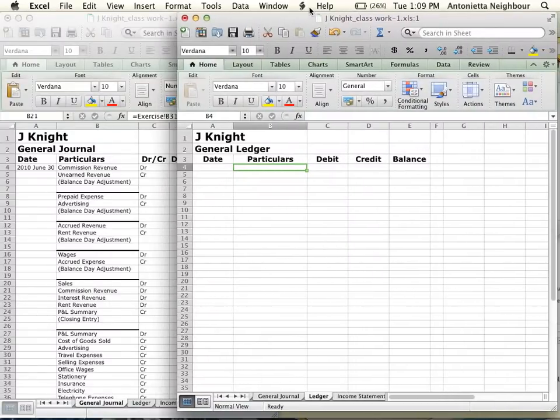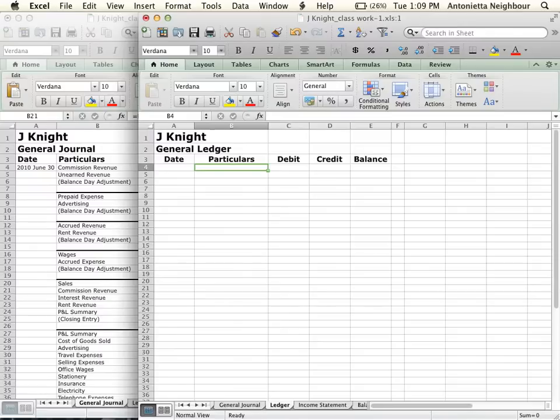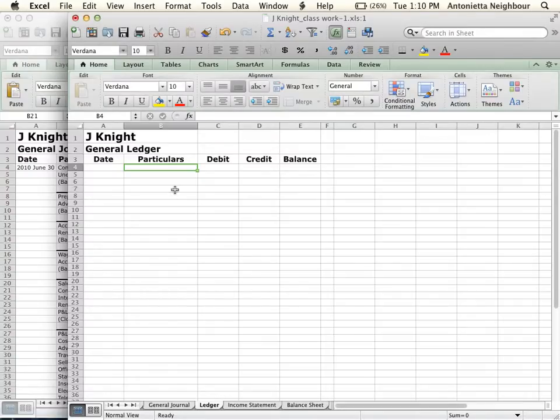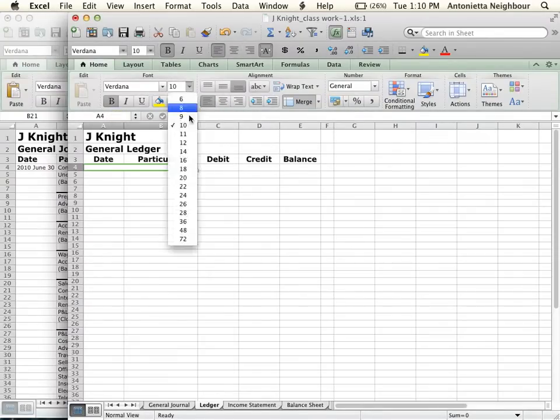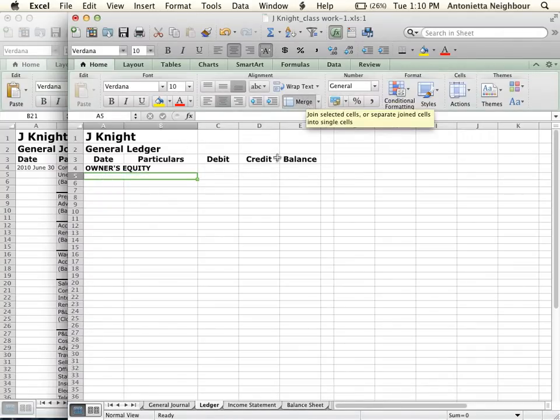I'm just looking for a button that, okay, there it is there, merge. So headed up owner's equity, and the first account is going to be the capital account.